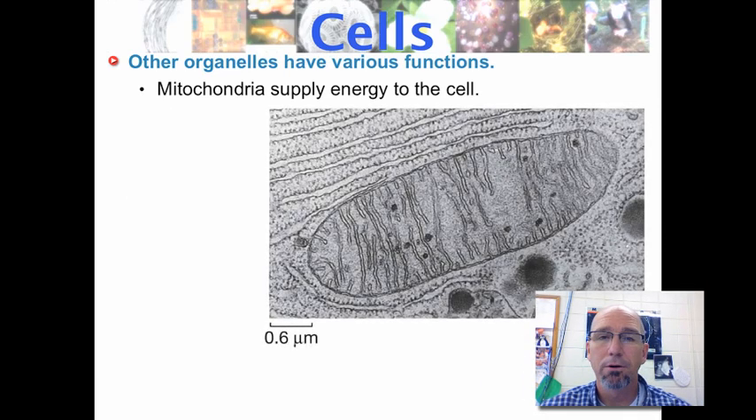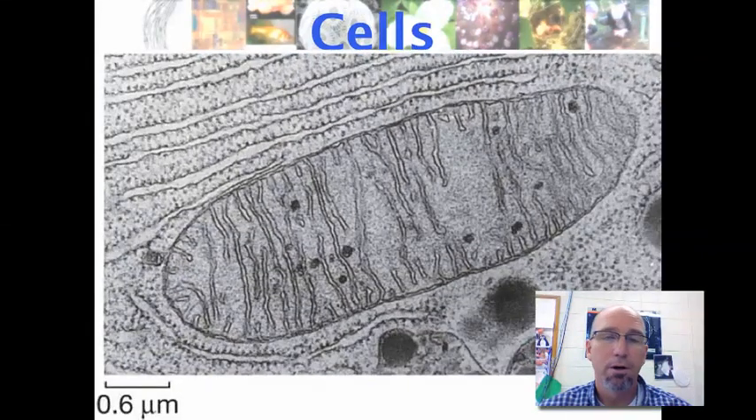Here's an electron micrograph of a mitochondria. So this is an actual picture of a mitochondria taken by an electron microscope. A couple of interesting things to note. Look at the foldings. You can see that increased surface area. And then up here, what are these? These little dots. These are ribosomes.